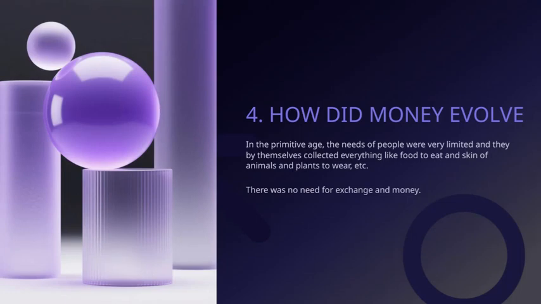There was no need for exchange and money in the primitive age. Back then, people's needs were very limited, and they could easily gather everything they required. They collected food to eat and used the skins of animals and plants to wear. Everything was naturally available, so there was no concept of trading or using money. This simple way of life worked well for them because their needs were minimal.